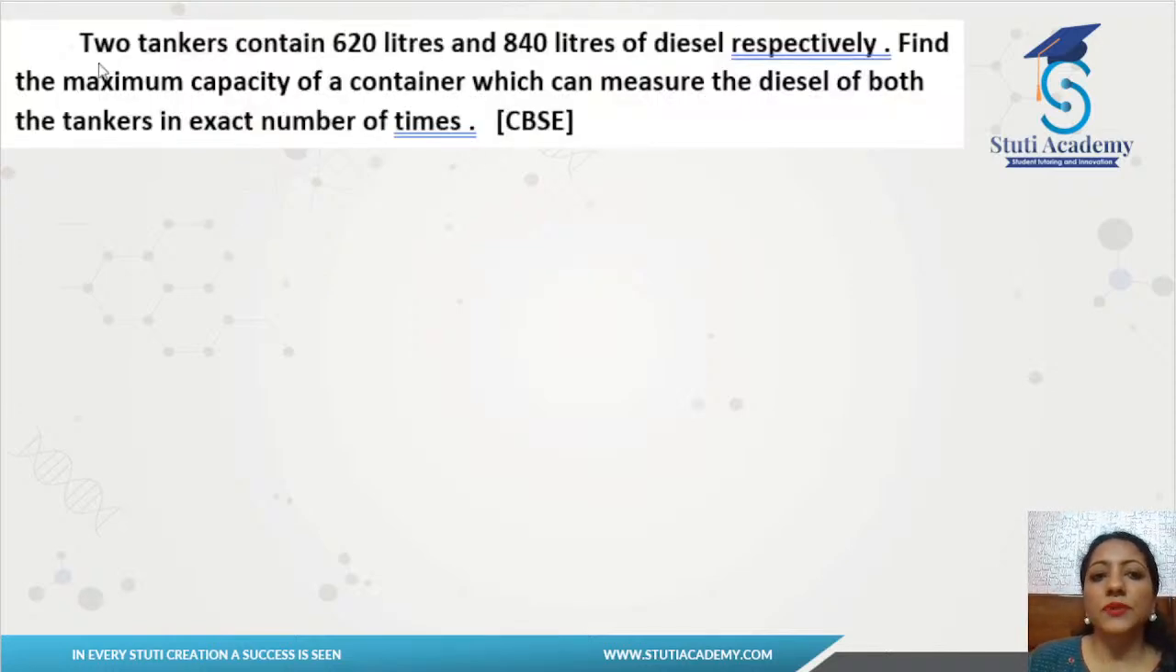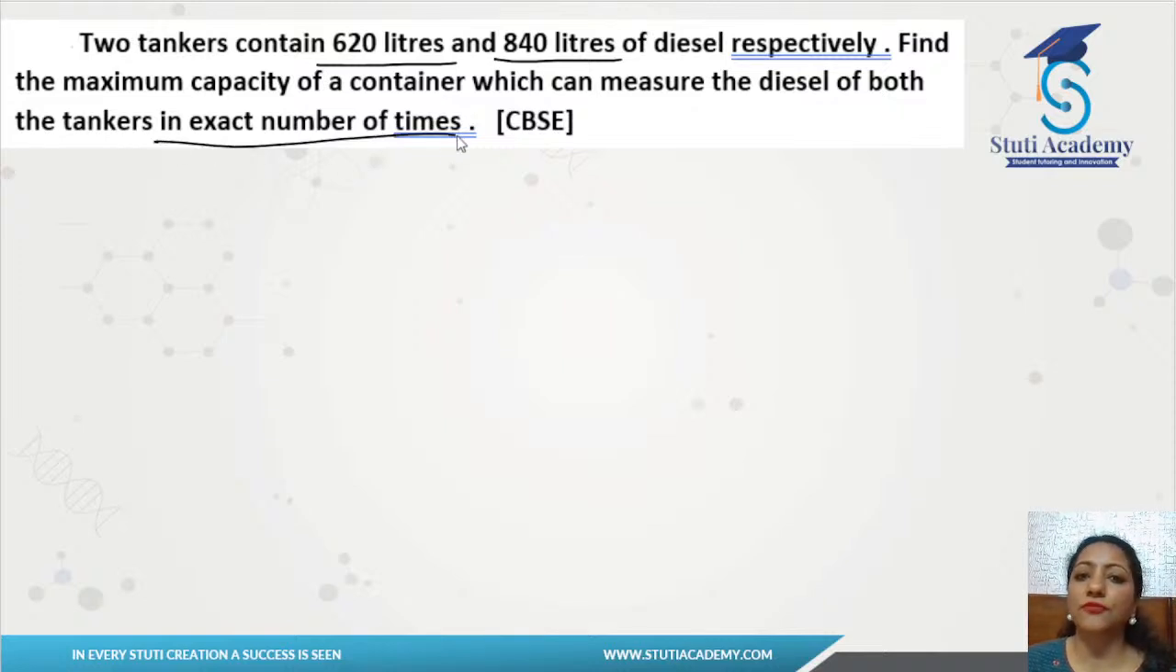Now in the next question, we have 2 tankers. They contain 620 liters and 840 liters of diesel respectively. Find the maximum capacity of a container which can measure the diesel of both the tankers in exact number of times.